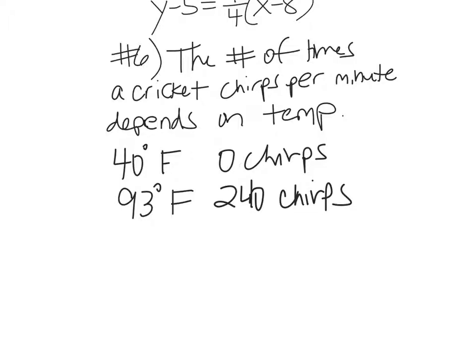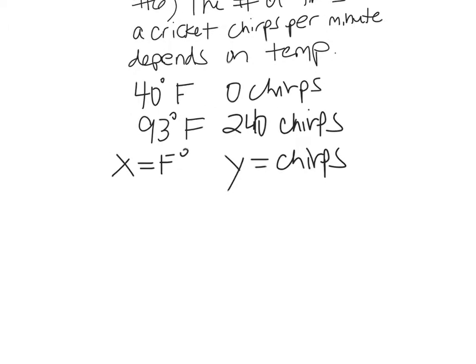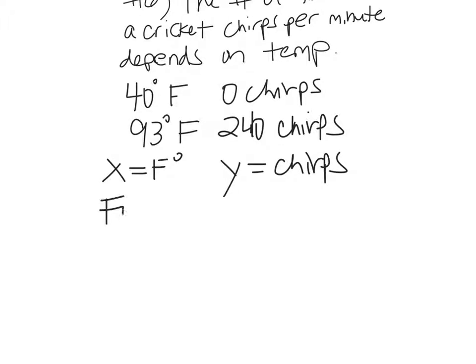Now, they're going to tell us which variable is which. X is going to be the temperature in Fahrenheit, and Y is going to be the number of chirps in a minute. There's a linear relationship between these two, and we need to find the equation of the line so that if it's 60 degrees outside, we can plug it into our equation and find out how many chirps the cricket's going to make. All right, so we're going to find an equation of the line.